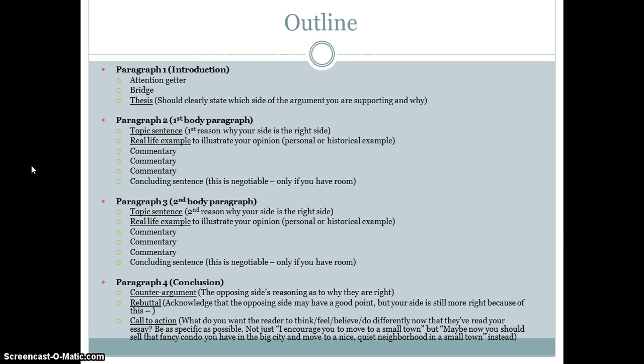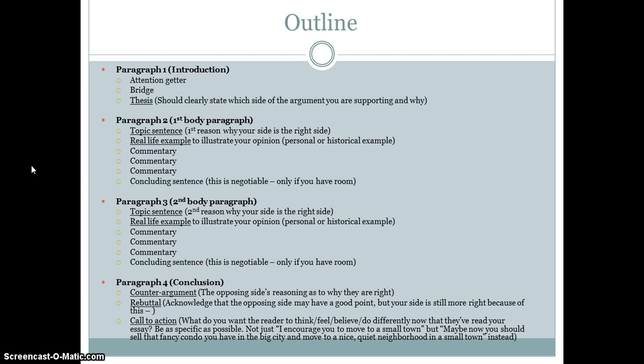Whatever real-life example you provide should directly relate to your topic sentence, and it should serve as an illustration of the reason why your side is the best side of the argument. You should go into as much detail as possible with this example, and you should tie it back to your topic sentence. You should clearly state why your real-life example supports your reason. Even if it seems obvious to you how your example supports your reason, you must put it down on paper for the reader to see.